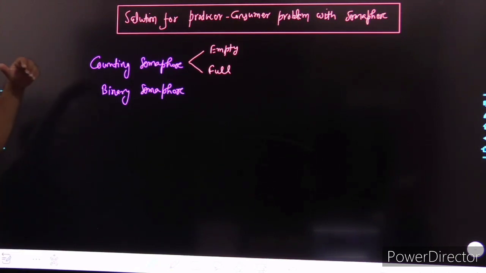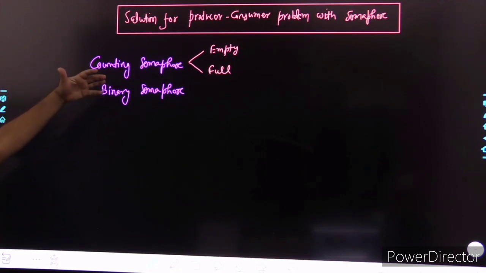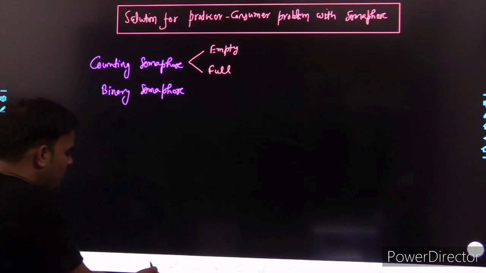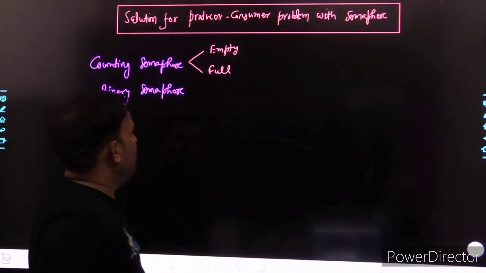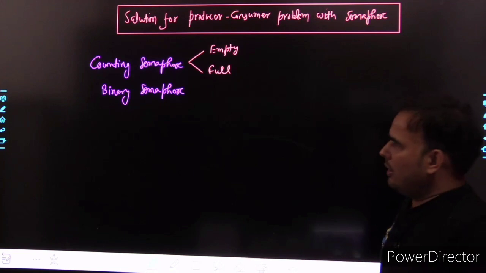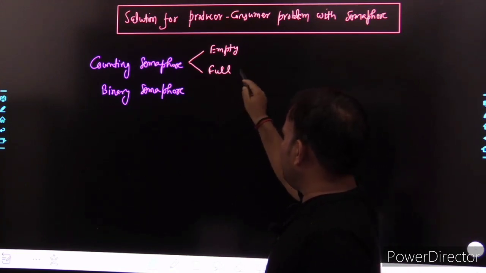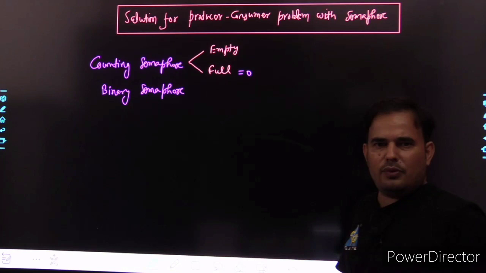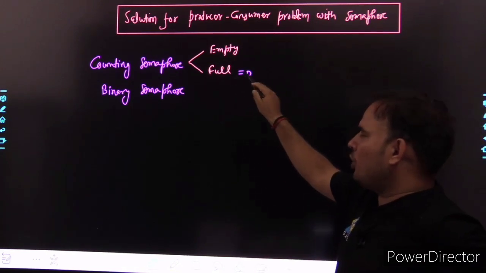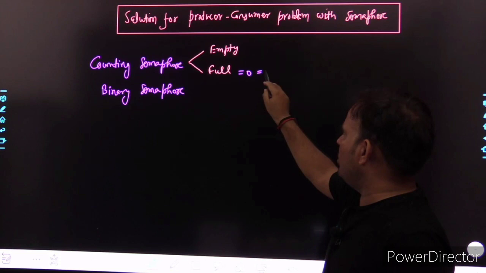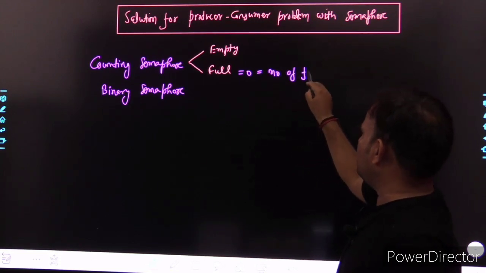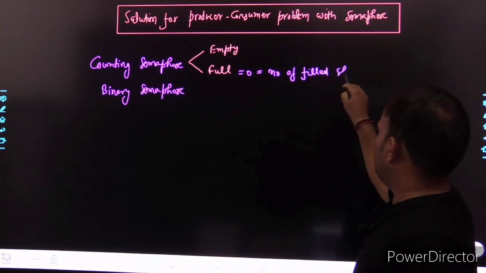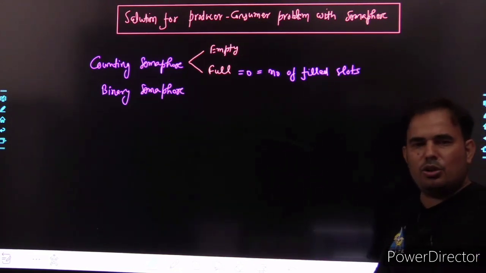From the naming convention you can understand that the empty variable will give you the number of empty slots, and the full variable will give you the number of filled slots. Initially the full variable value is 0, because initially there is no filled slot.